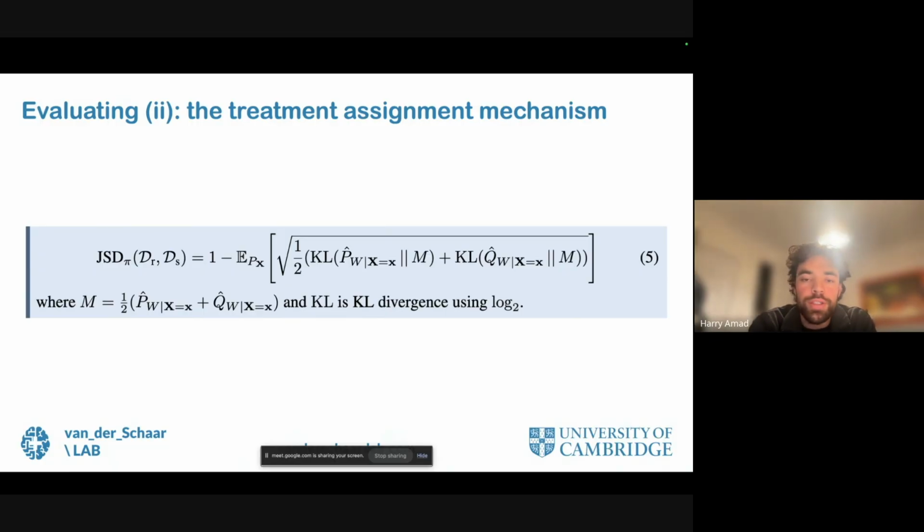To measure adherence to our second desiderata, we want to measure how well the treatment assignment mechanism is preserved in the synthetic data. This can be done quite easily by training a classifier on the synthetic data set and training a classifier on the real data set. This classifier is trained to classify what treatment the patient will receive based on their covariates. So it is learning that causal link between covariates and treatment. And then we want to measure the difference between these two classifiers, basically.